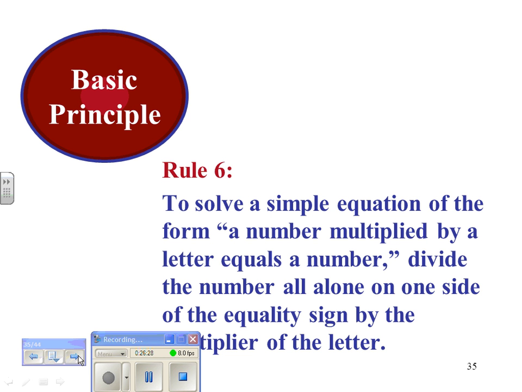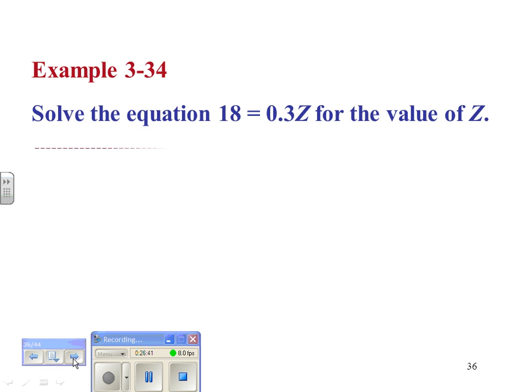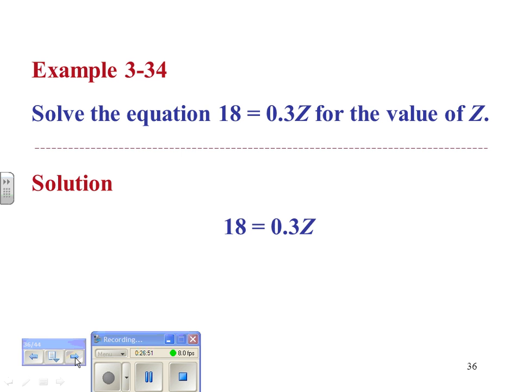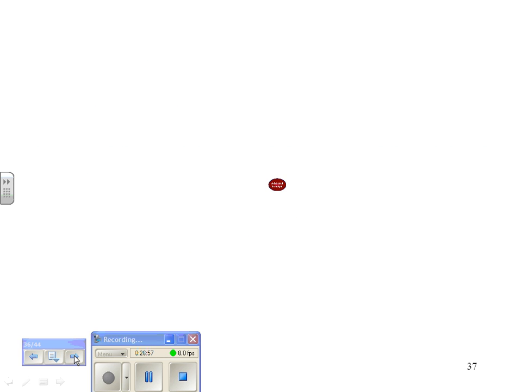Okay, rule 6. To solve a simple equation in the form a number multiplied by a letter equals a number, divide the number all alone on one side of the equality sign by the multiplier of the letter. An example of that would be 18 is equal to 0.3z. You want to find the value of z, so you want to get all the numbers on one side. So you're just going to divide, get the numbers on one side, get the letter by itself.